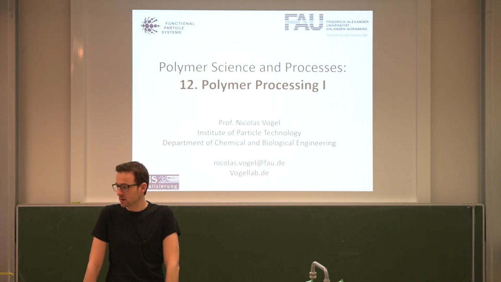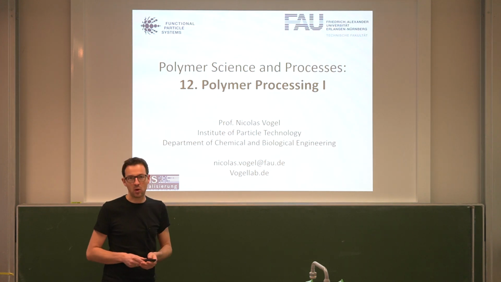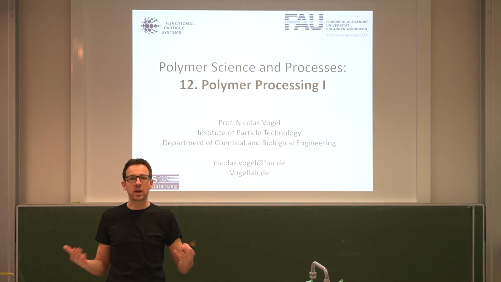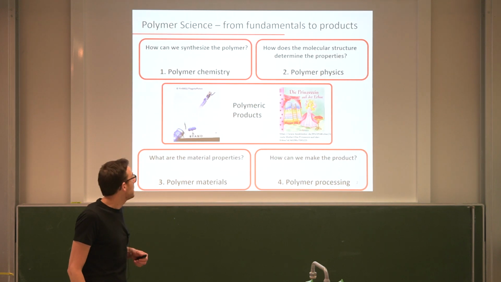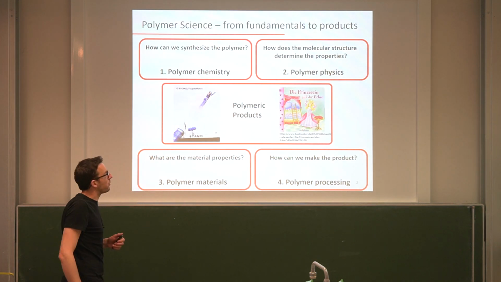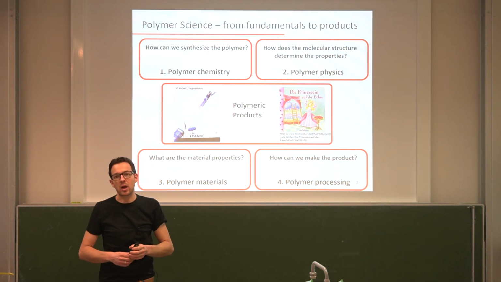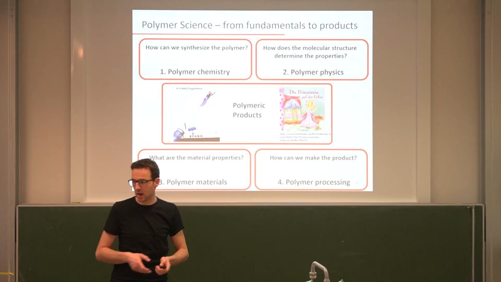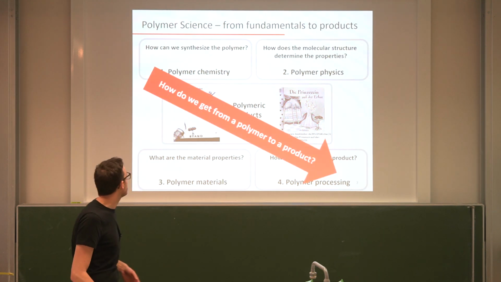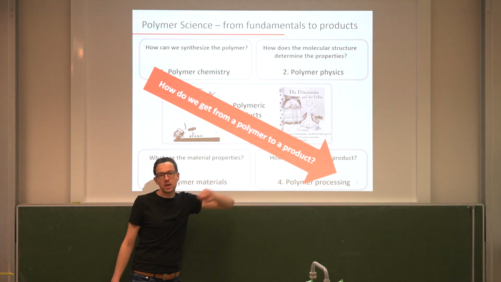Now in today's lecture we really want to go into real engineering, and our mission should be to understand how we can make all these polymer products we know from everyday life. So again, if we go to our overview of the course, you see we have now come full circle. We went from polymer chemistry via polymer physics and materials to polymer processing, and our task for today will be to make a direct connection from the chemistry to a product.